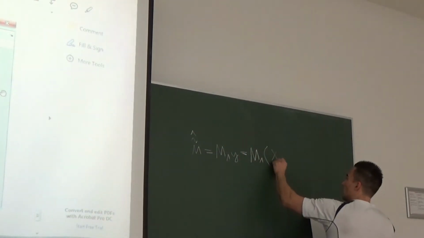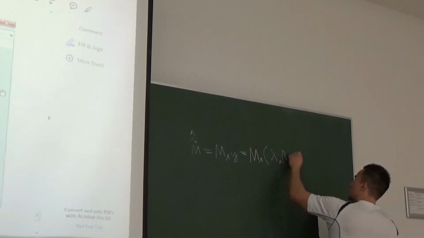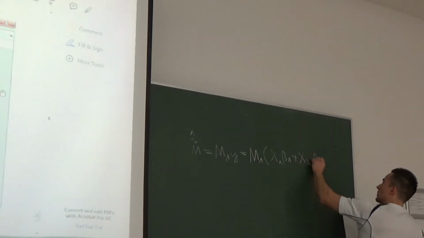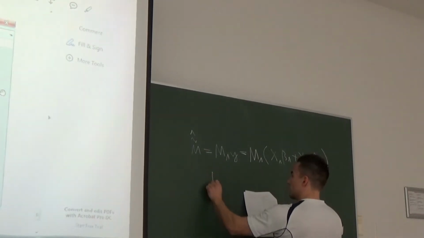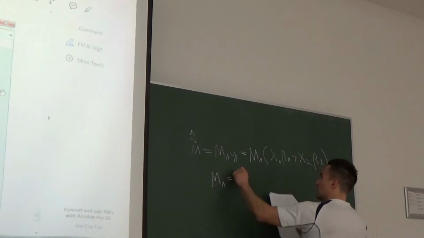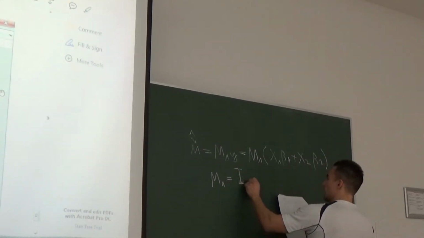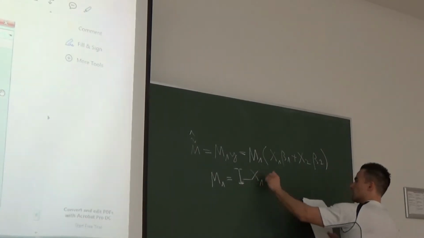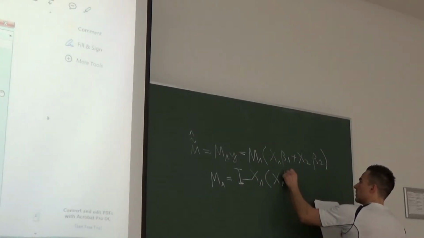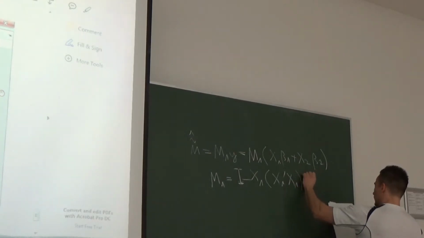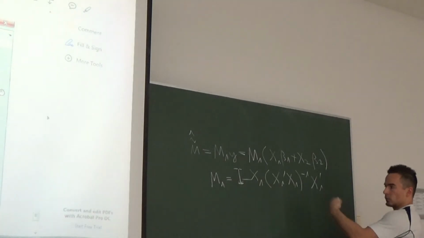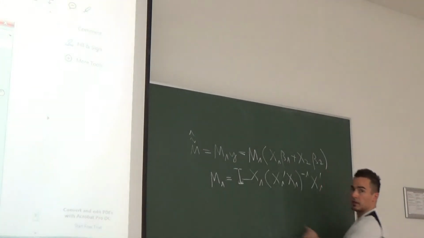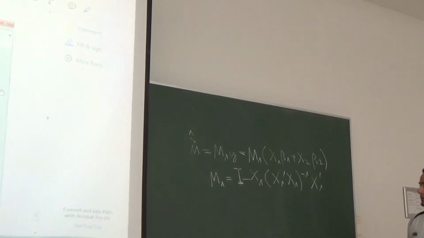So that's actually x1 times beta 1 plus x2 times beta 2. So, and what is m? m1 is the identity matrix minus x1 times x1 prime x1 inverted times x1 prime. So if you transpose m1, what you get is m1. So this matrix here is idempotent.